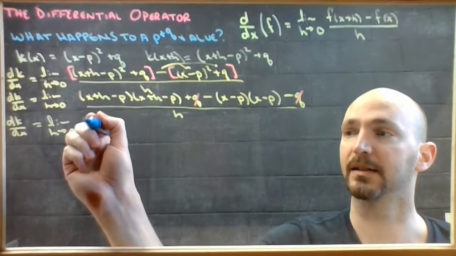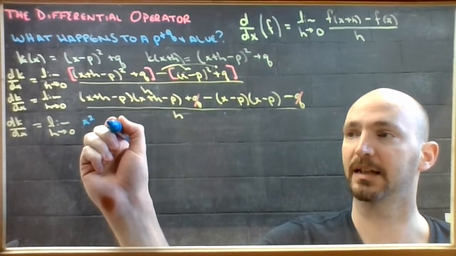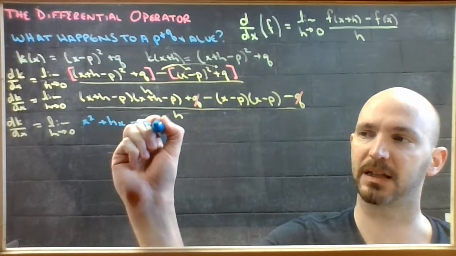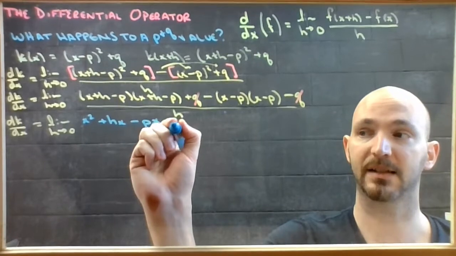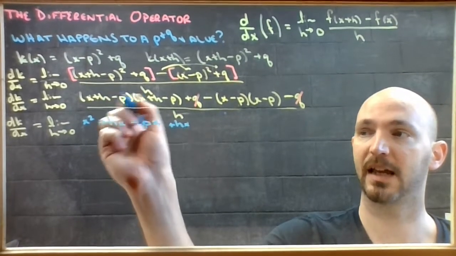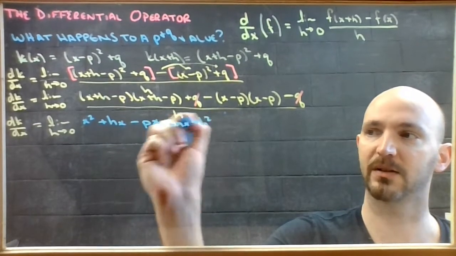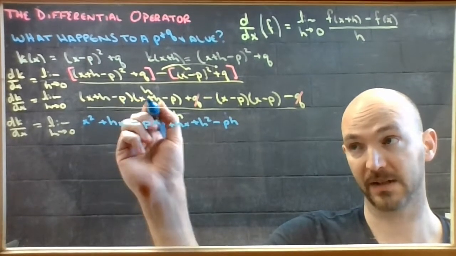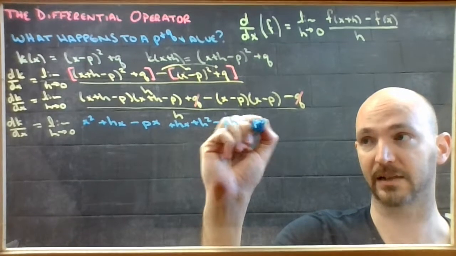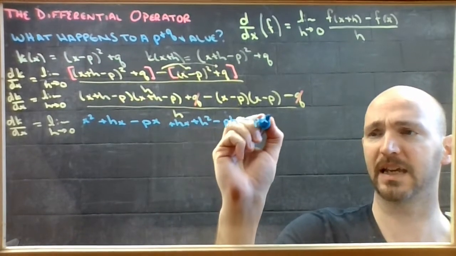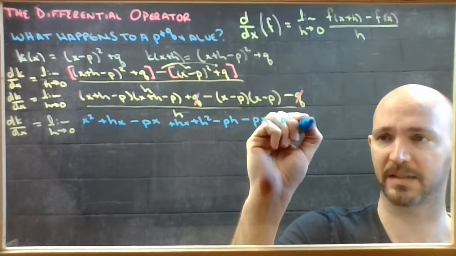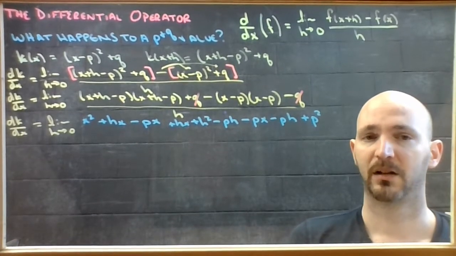X and an x is an x squared. X and an h is an hx. X and a p is a minus px. H and an x is an hx. H and an h is an h squared. H and a p is a minus ph. Minus p and an x is a minus px. Minus p and an h is a minus ph. A minus p and a minus p is a plus p squared. Whew.